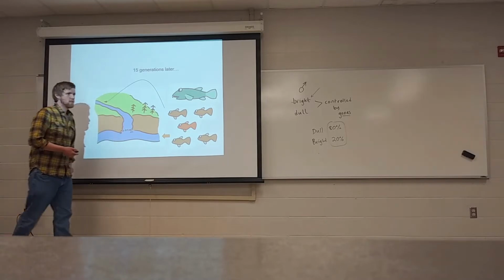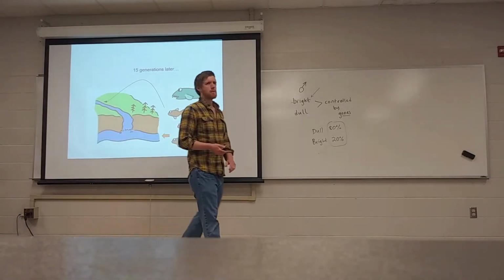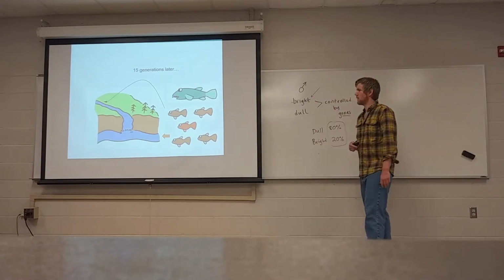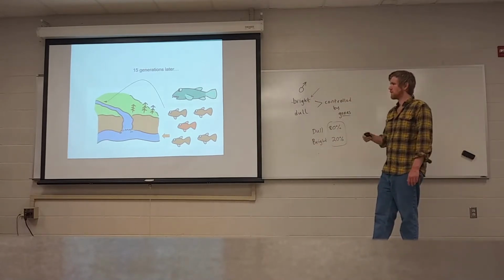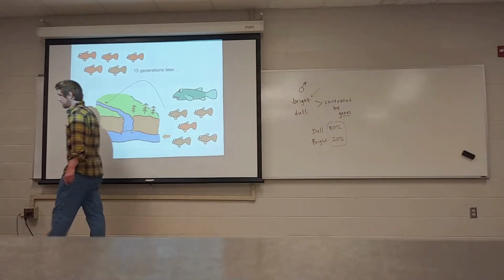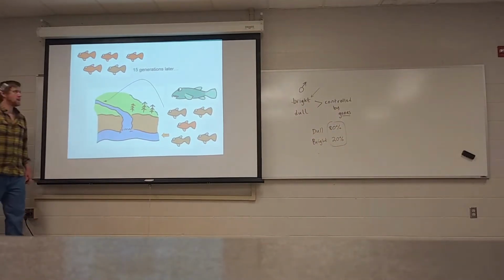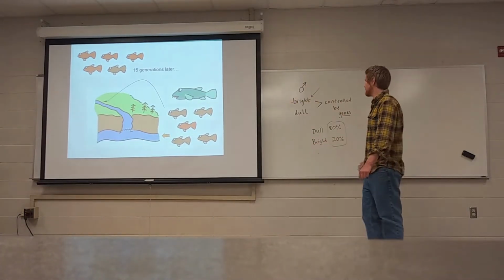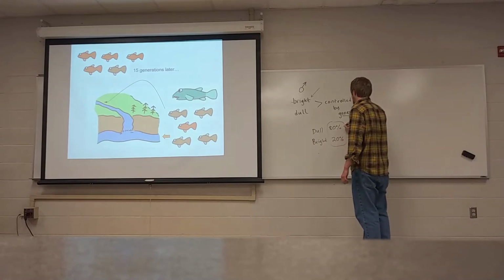So they did that. They moved a small population of guppies from the river to the stream. After 15 generations, they went back and looked at the gene frequencies for male coloration, and to nobody's surprise, it shifted quite a bit. I don't know if it was exactly these percentages, but this is the general idea.